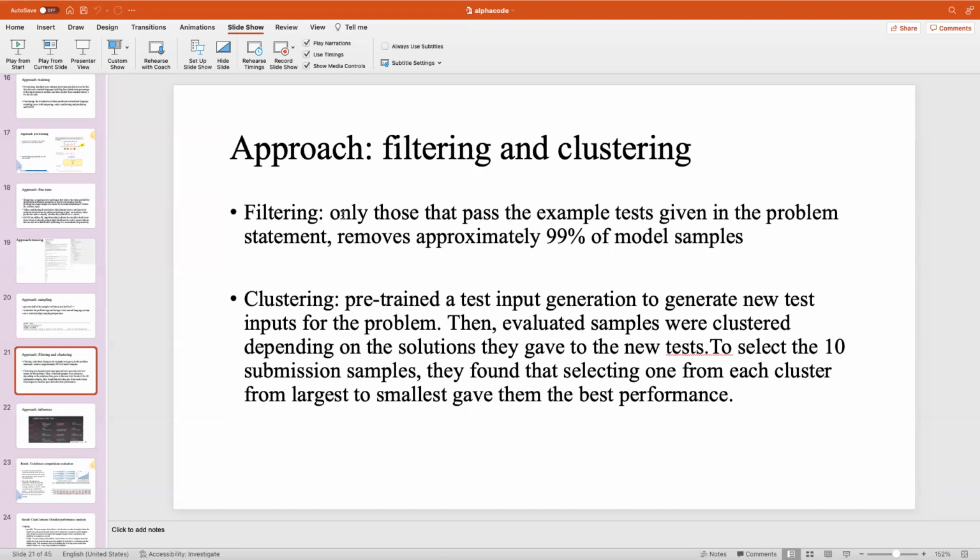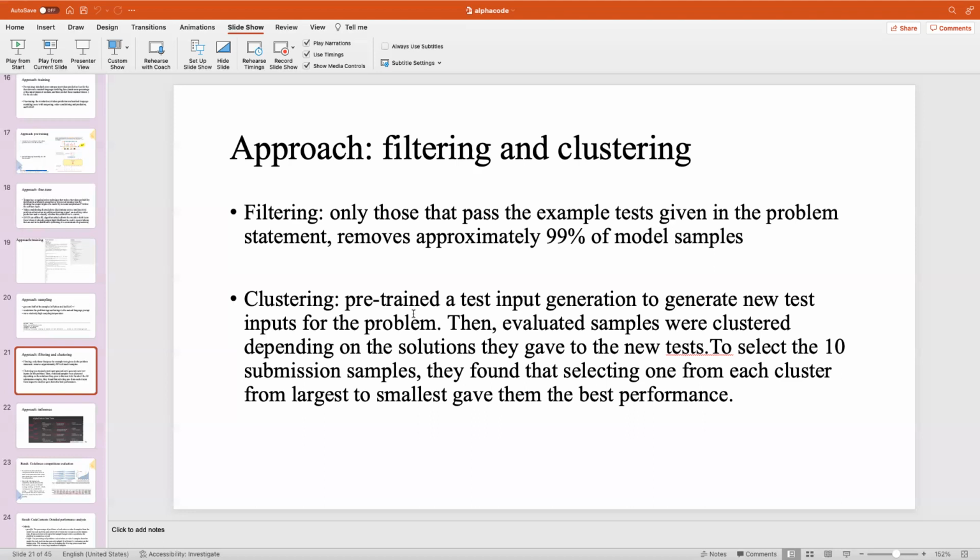The next step is to cluster those 1,000 model samples. The idea is to generate some new test inputs for the problem. This is done with a separate model, which also used the pre-trained model from GitHub, and they just fine-tune the model in some different ways. So the model is fine-tuned to generate different new test inputs for the problem.